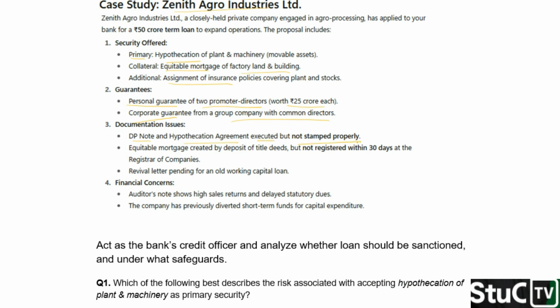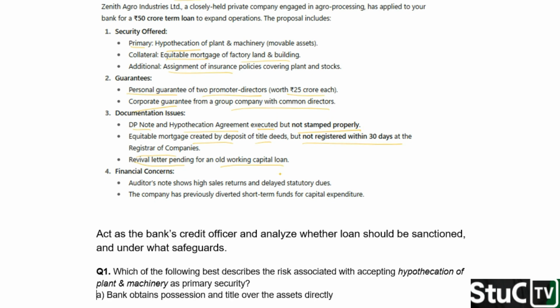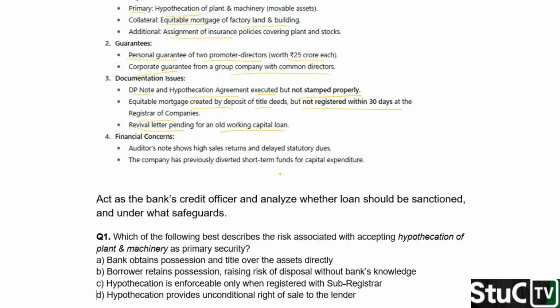Documentation: DPN and hypothecation agreement is executed but not stamped properly. So what are the consequences if it is not stamped properly? EMT created by deposit of title deeds but not registered within 30 days at the Registrar of Companies. So what is the problem the bank will face if it is not registered with the registrar within 30 days of EMT? Then revival letter pending for old working capital loan. So these are some highlights from the documentation aspect.